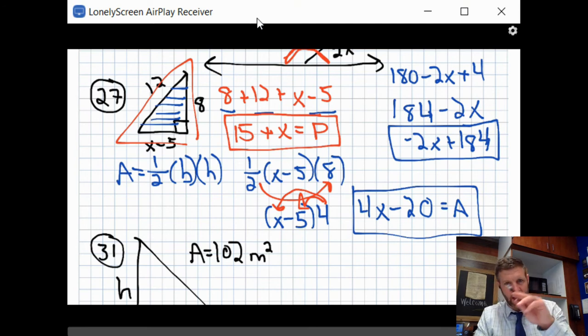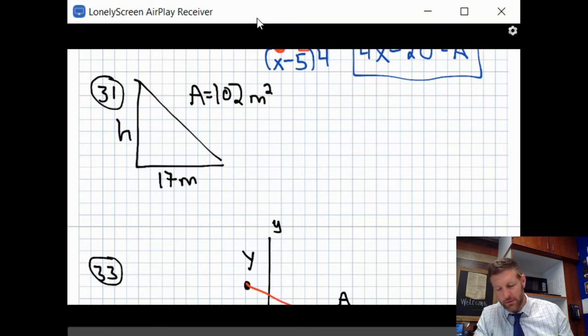Perimeter, a lot of times you can just add them up. Area, we're using our formulas. Okay, 31, another area problem. But again, I wanted to work with you through it because it's one where they've given us the answer and we have to go back and find one of the dimensions. Because here we have a triangle and it's described.